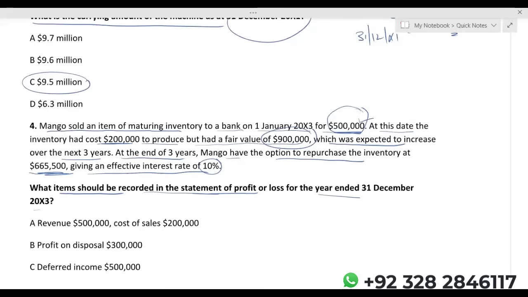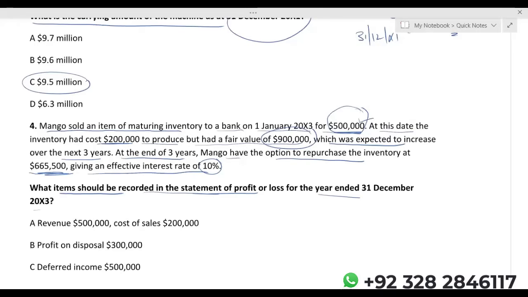Because read the question nicely. It says Mango sold it for 5 lakh inventory. Till here is fine. But after that, the question says the fair value is 900,000. Why would you sell an inventory which has a fair value of 9 lakh for 500,000? And after that, you are saying it will keep increasing. And at the end of 3 years, Mango is having the option to repurchase the inventory for 6,65,500. So simply we'll say that it's a substance over form scenario.